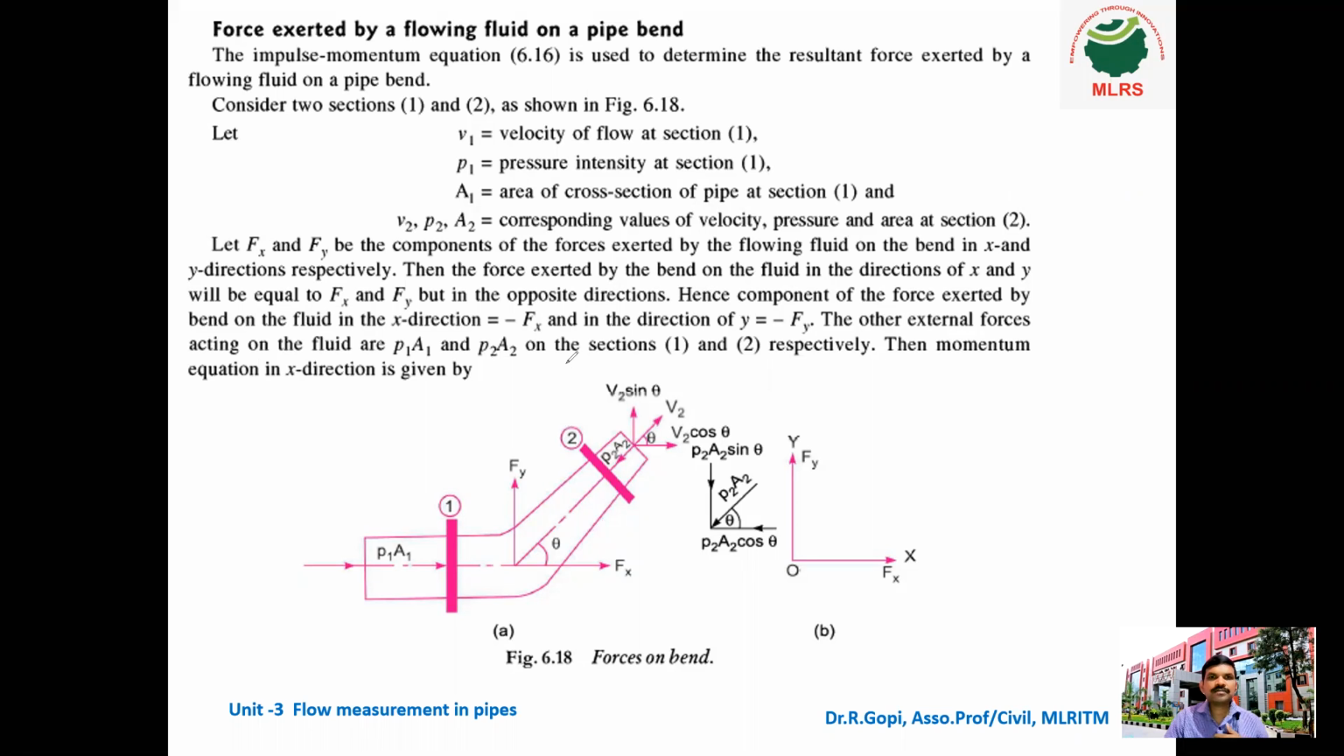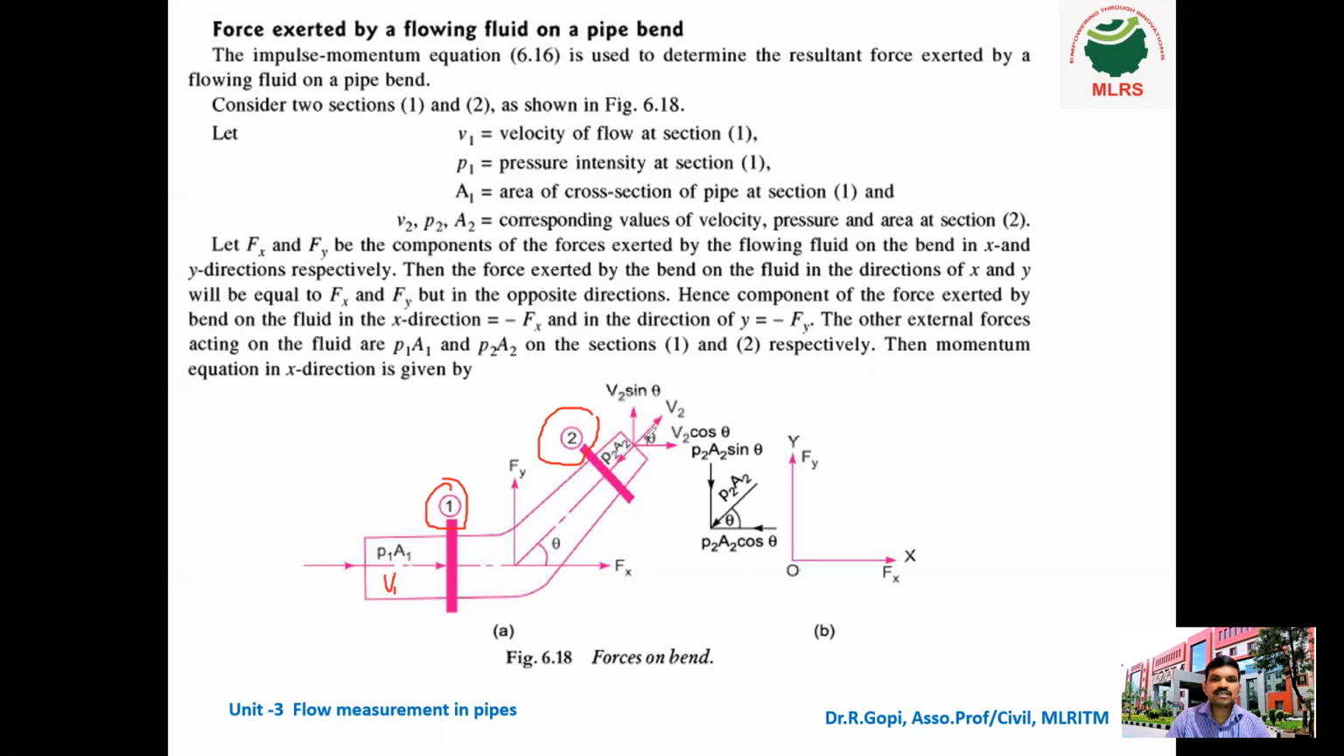Here consider two sections, section 1 and section 2, that is, before the bend and after the bend. V1 is the velocity of flow at section 1, P1 is the pressure intensity at section 1, and A1 is the cross-sectional area at section 1. In the same way at section 2. At section 2, due to the pipe bend, there will be both a vertical and a horizontal velocity.